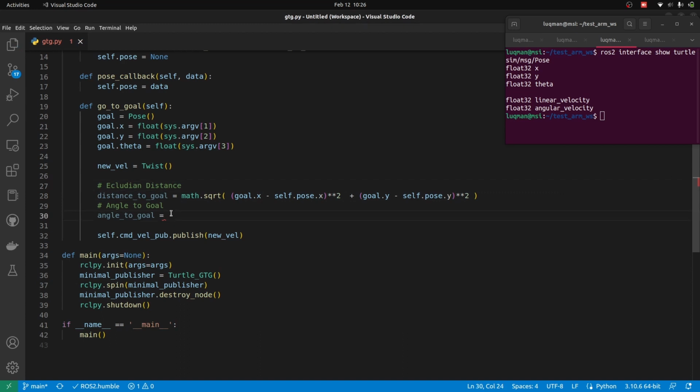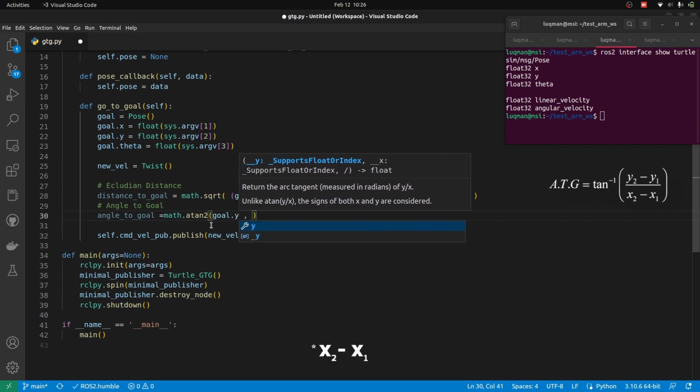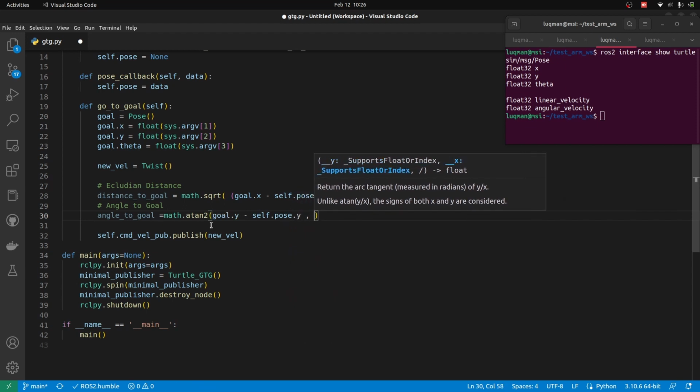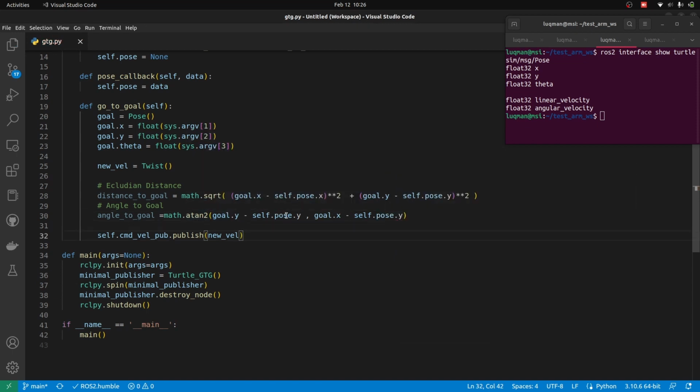Coming to the angle to goal, it was by utilizing the inverse tangent function, and in our scenario it was y1 minus y2 over x1 minus x2. Goal y is our y2 and that is being subtracted by robot's y, again goal x minus self.pose x. Tangent inverse of goal y minus the robot's y and goal x minus the robot's x. Distance and angle are done.